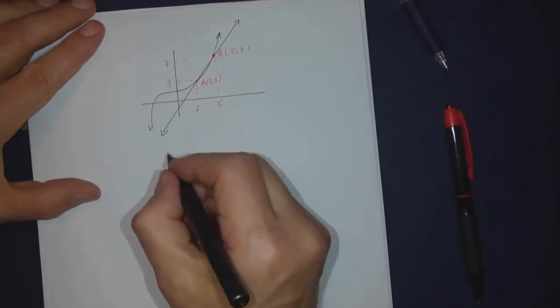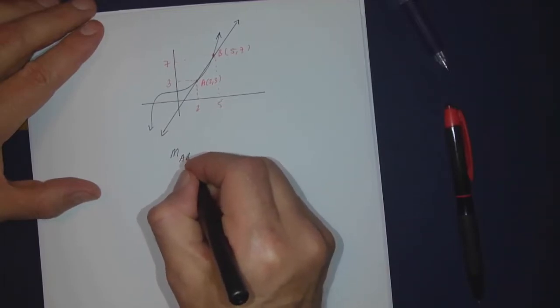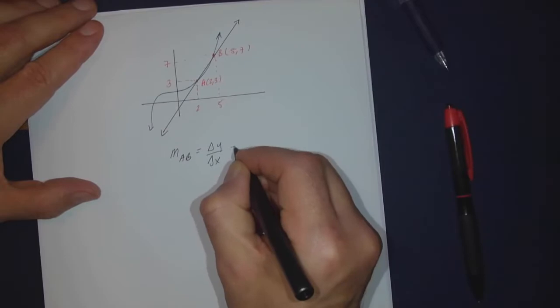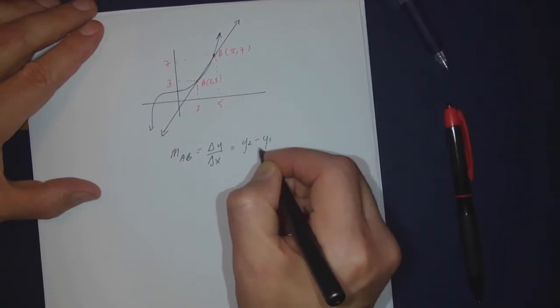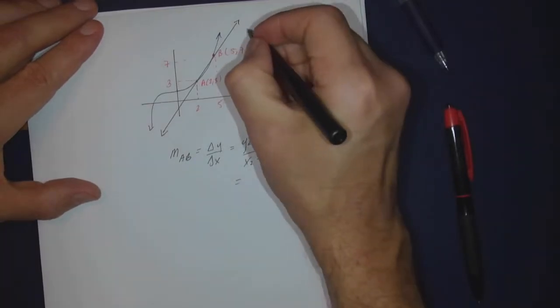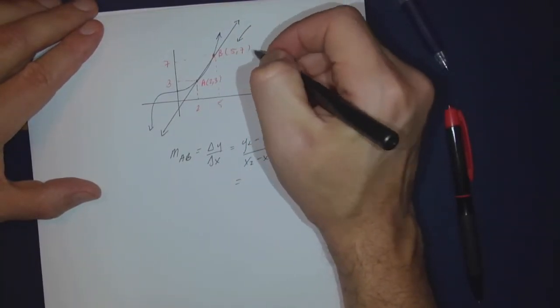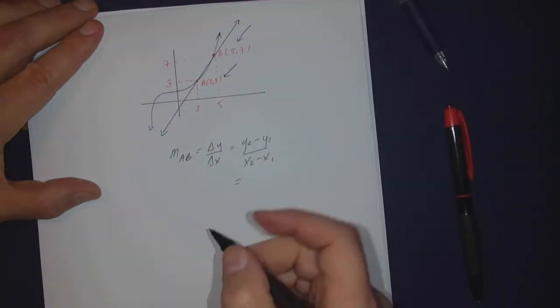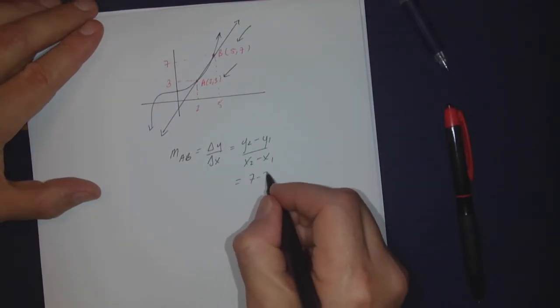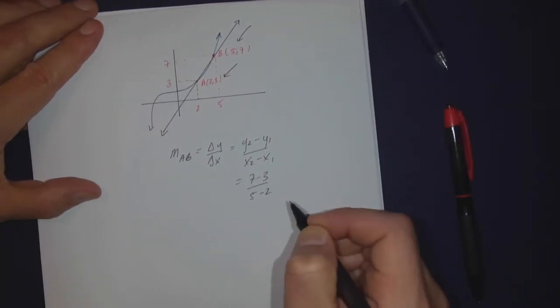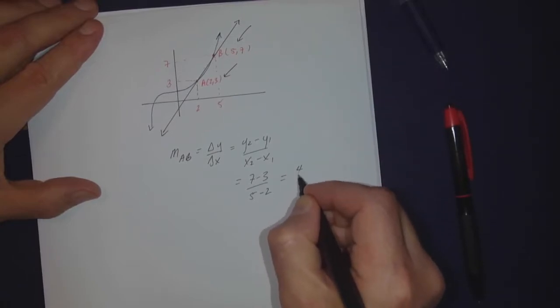So if I want to come up with the slope of AB, it's going to be delta y over delta x. So it's going to be y2 minus y1 over x2 minus x1. And in this case, I'm going to make this my second point. So this will be x1, y1. And I'm going to make this my first point, in which case I'm going to have 7 minus 3 over top of 5 minus 2. Work that out. We're going to get 4 over 3.